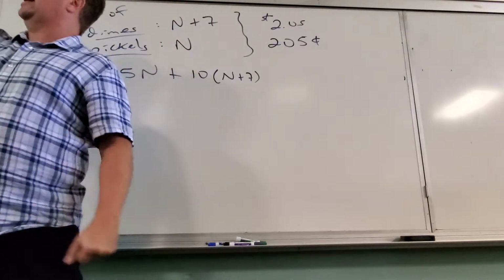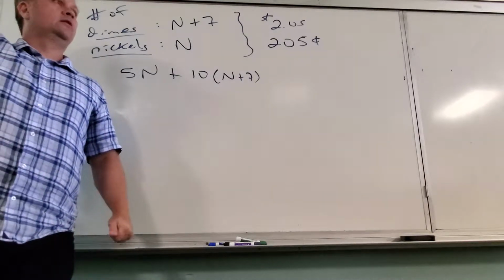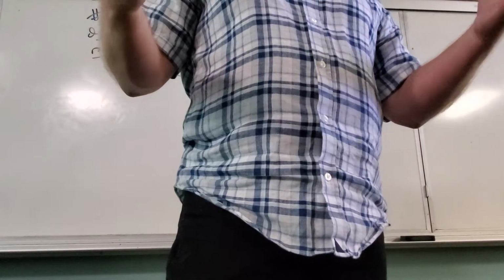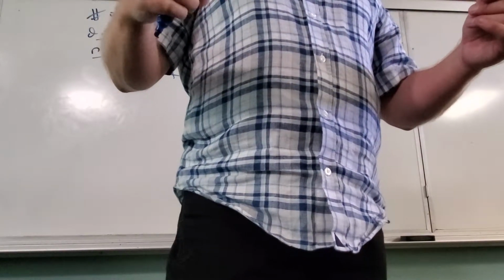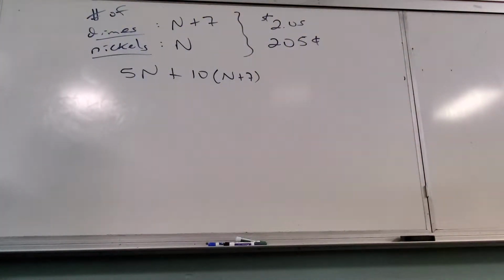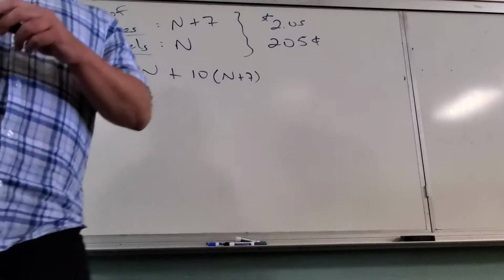If I knew that I had 2 nickels, how many dimes do I have? In this problem, if she had 2 dimes, with the relationship they give me, how many nickels would she have? 7 more dimes than nickels. If I had 2 nickels, you would have to add the 7 to the nickels.